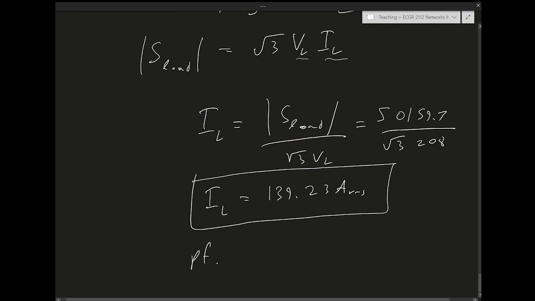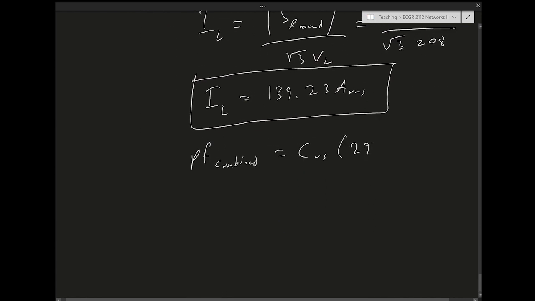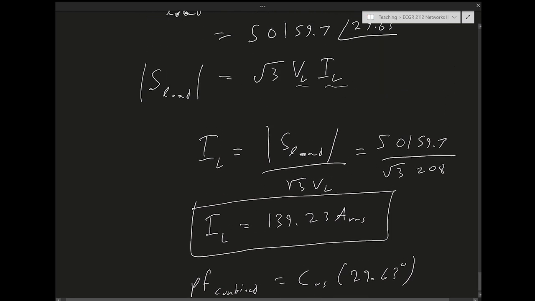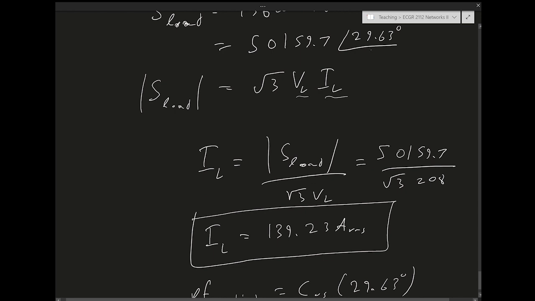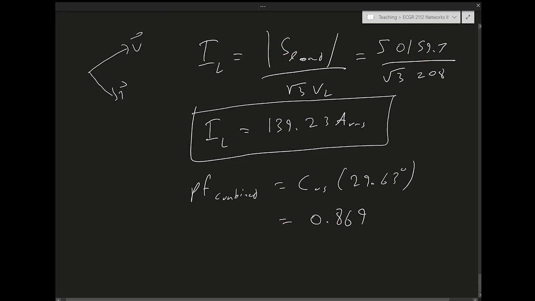And then what about the combined power factor? It's just the angle of S, right? It's 29.63, so it's going to be cosine of 29.63, which is 0.869. And is it leading or lagging, by the way? Well, the angle is positive, right? S load is positive, the total S load, which means that the voltage is leading and the current is lagging the voltage. So this is going to be 0.869 lagging. All right, and this concludes this example.